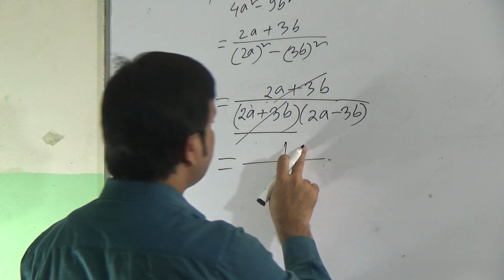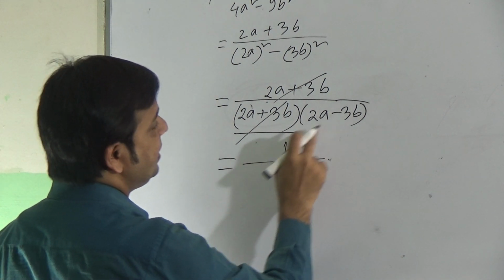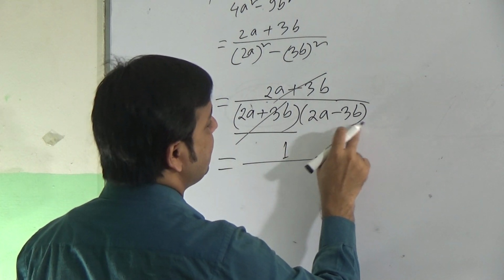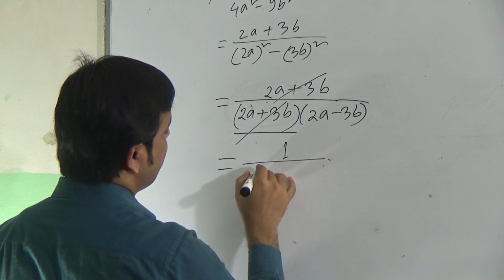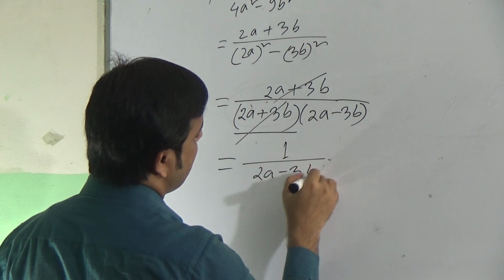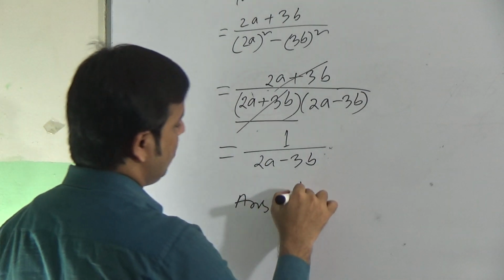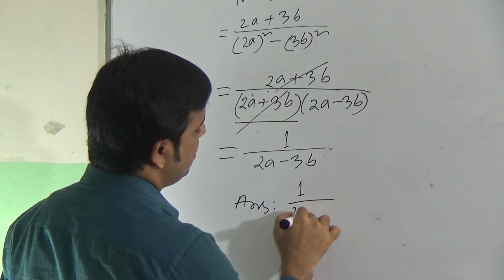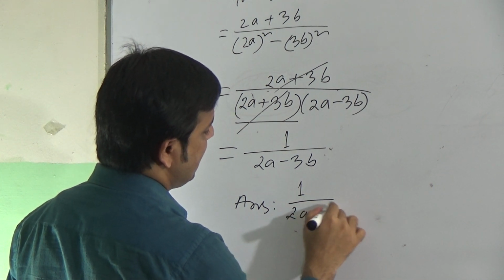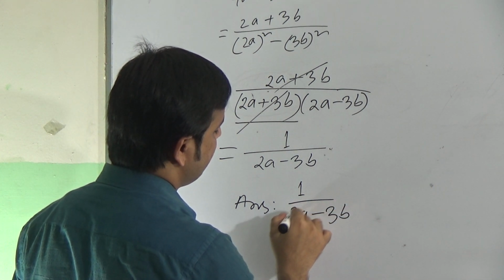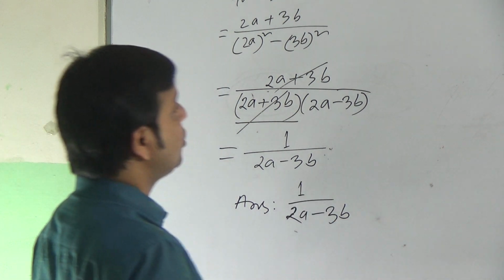So, we have to write 1 in the numerator, and in the denominator 2a minus 3b remains here. So, we have to write 2a minus 3b. This is our required answer for question 7. So, we can write here the answer: 1 by 2a minus 3b. Then go to the next question.